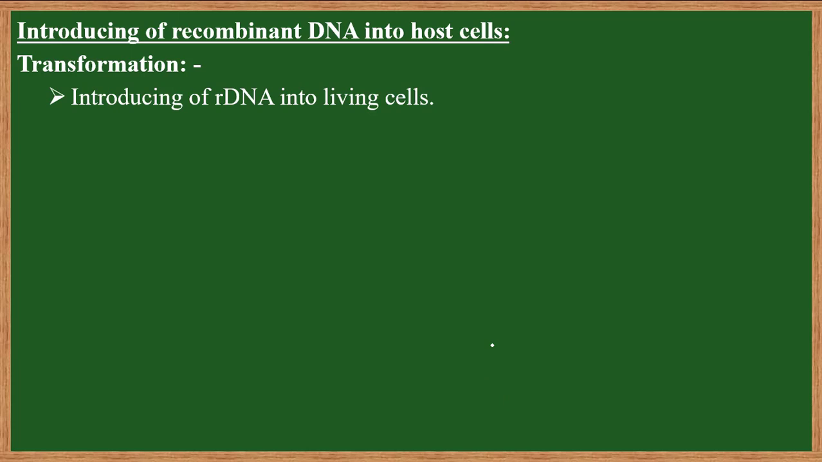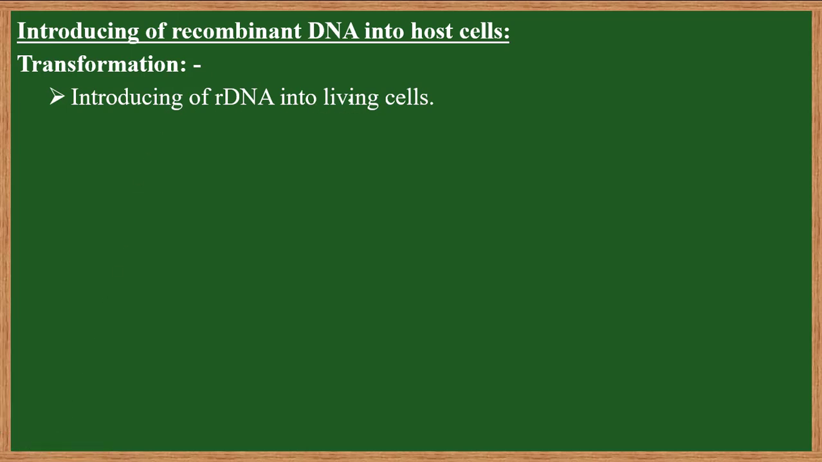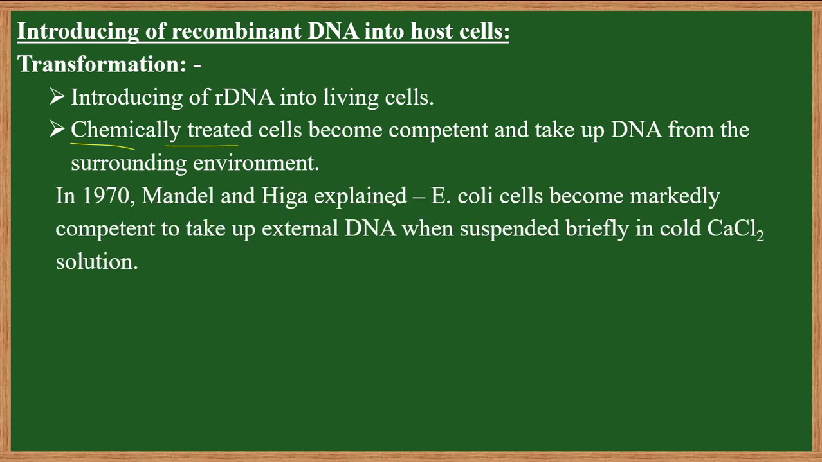There are different methods to transfer the recombinant DNA or recombinant vector inside the host cell. The first method is transformation, introducing the rDNA into the host cell, chemically treated. Mendel and Higa explained that E. coli cells become markedly competent to take up external DNA when suspended in cold CaCl2. So this is a chemical method; in the presence of this chemical, DNA can enter the host cell.